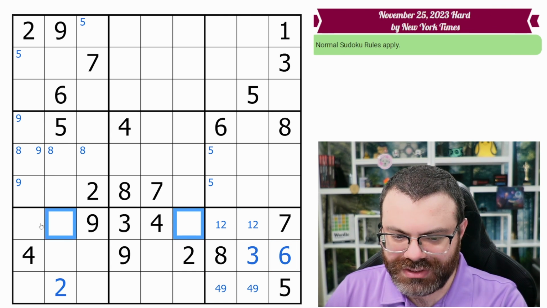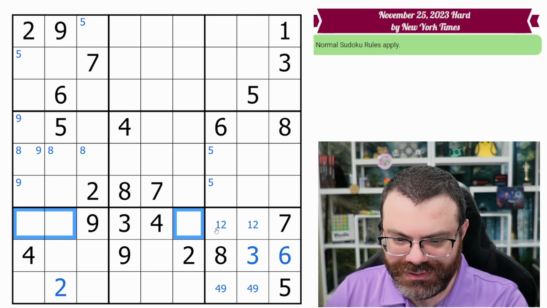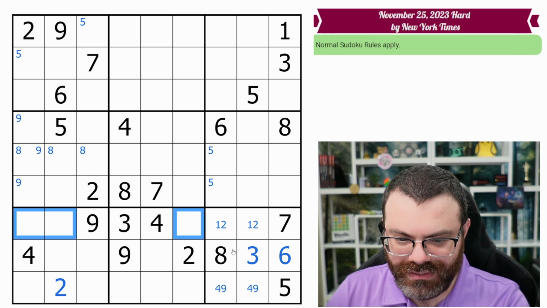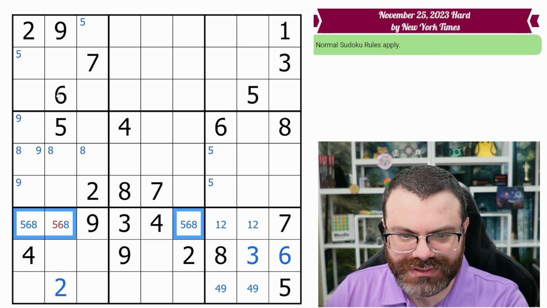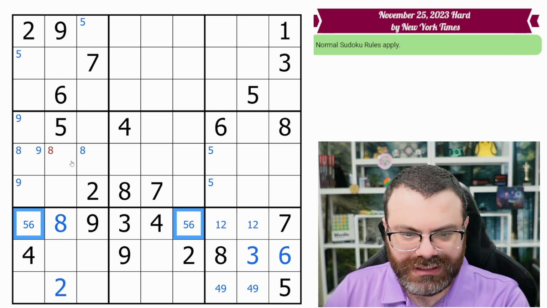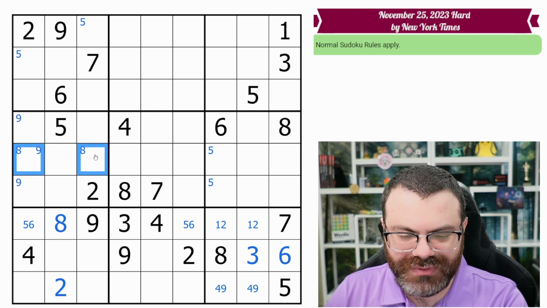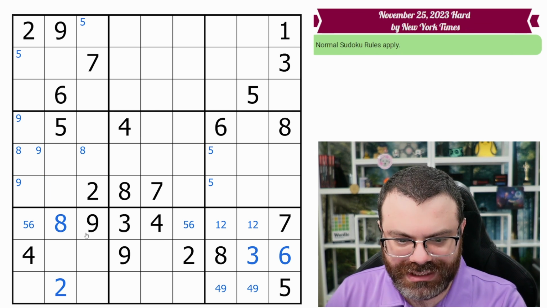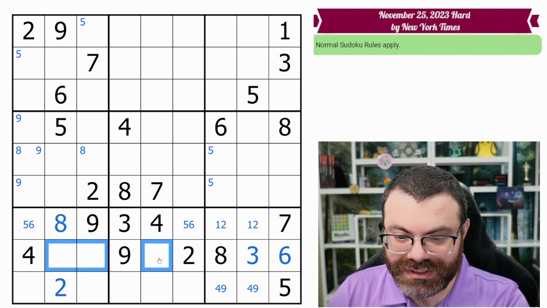This 1, 2 pair affects the row. So there's a triple left in the row. 1, 2, 3, 4. We need 5, 6, and 8. Okay. So this can't be the 5, 6. So this is the 8. That removes this 8 corner mark, but we still have 2 8 corner marks left, so we can't quite place the 8 yet. But we're doing well in this bottom band here.